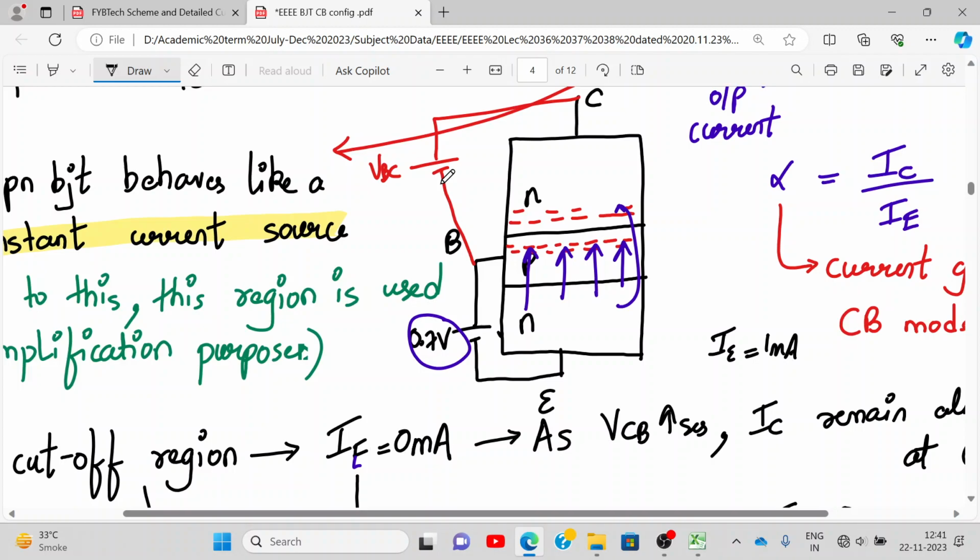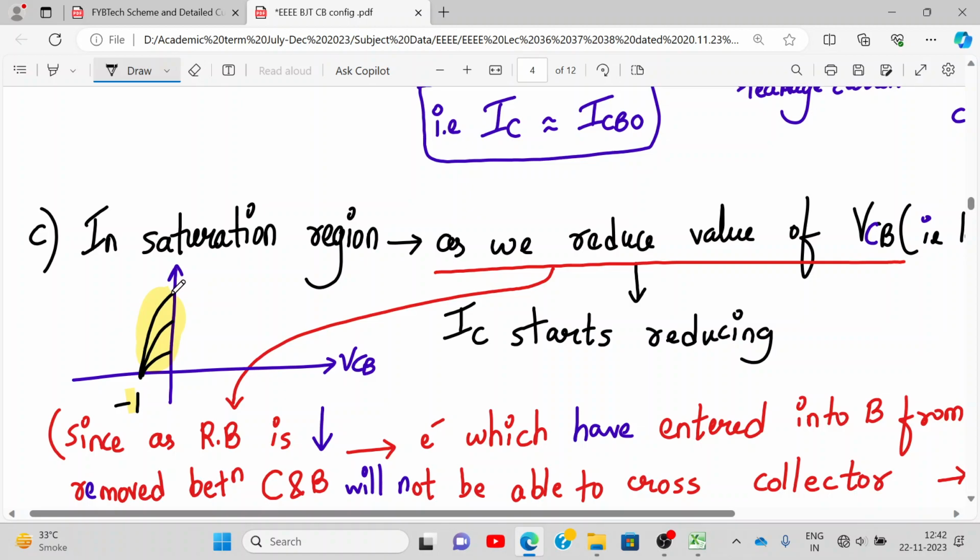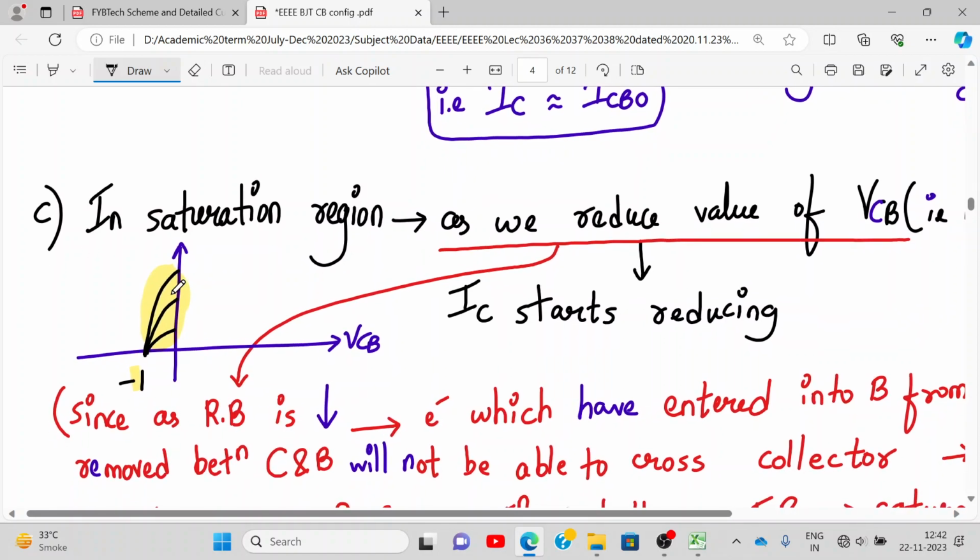Now at one point of time, this base collector junction will become forward bias. If this becomes forward bias, what will happen due to that? Now instead of these electrons going easily to the collector terminal, they will be repelled by this negative battery. Yes. So slowly, as you go on reducing the value of VCB below 0, the base collector junction will become forward bias and will not allow the current conduction to flow. So that's why your current drastically goes to 0 from a higher value as you decrease the value of VCB.